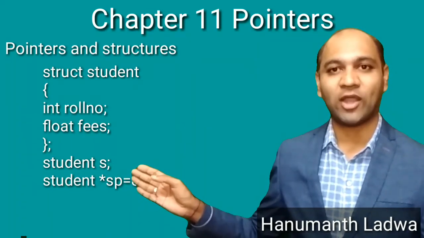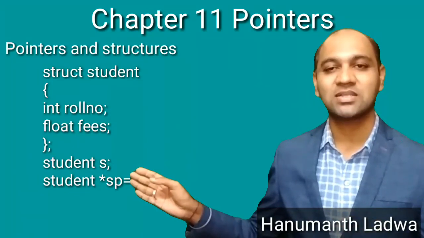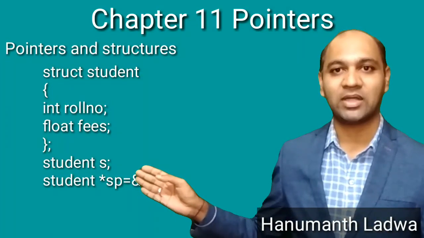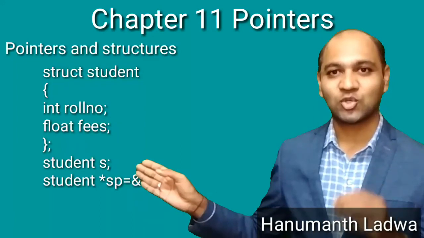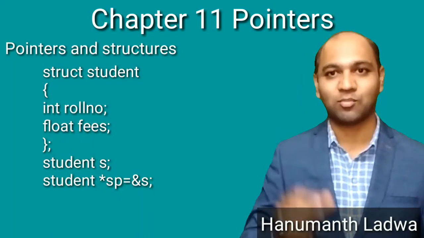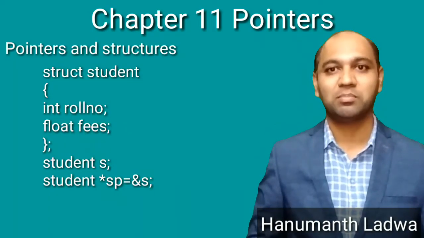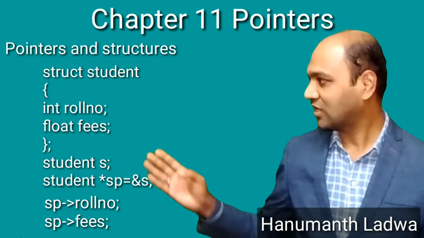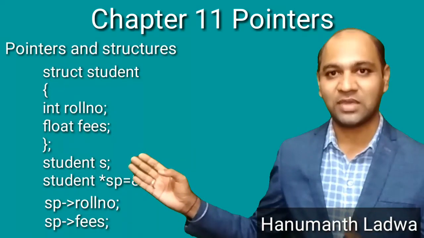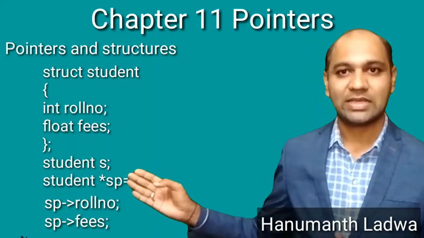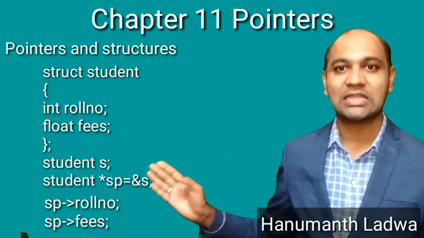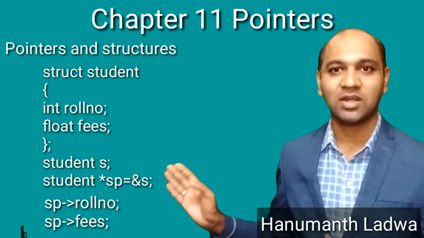And whenever we use pointers to structures, in order to access the members of the structure, we have to use the member access operator, the arrow mark. So here the arrow mark can be written as a dash and greater than symbol, which acts as a member access operator. So here you can clearly see that I am able to access rollnumber as well as fees as sp->rollnumber. In a similar way, sp->fees.